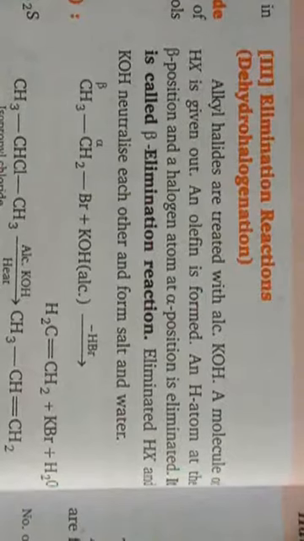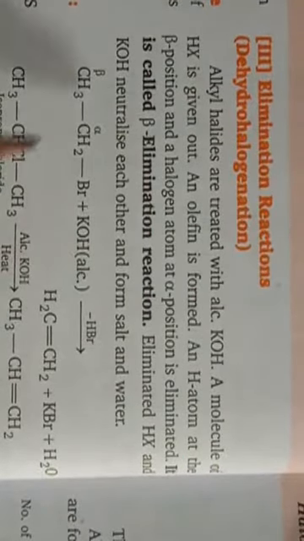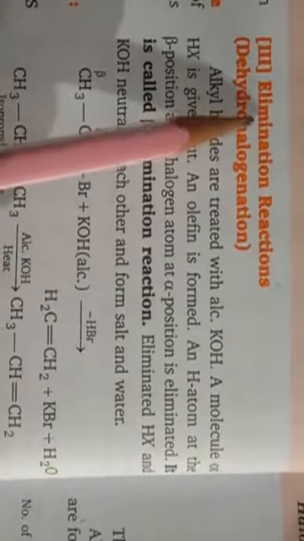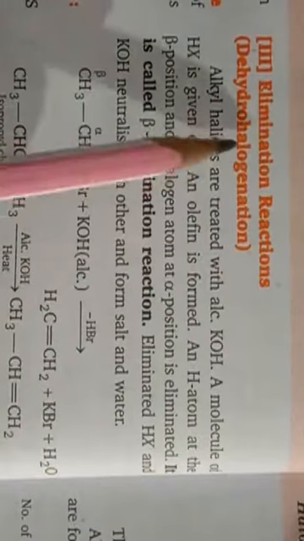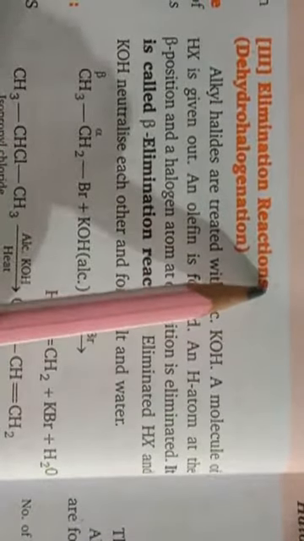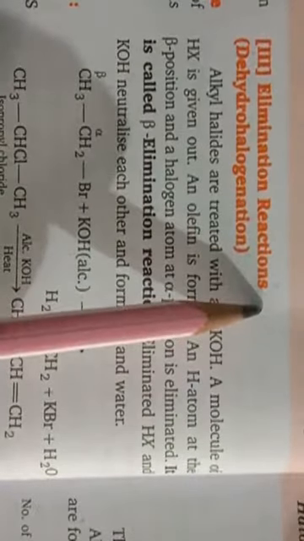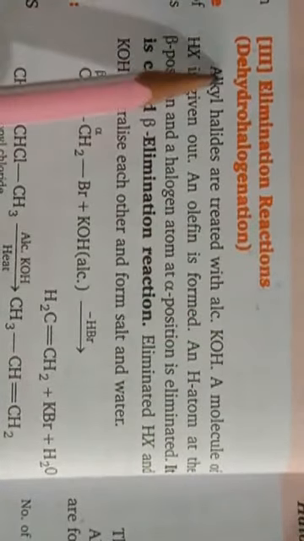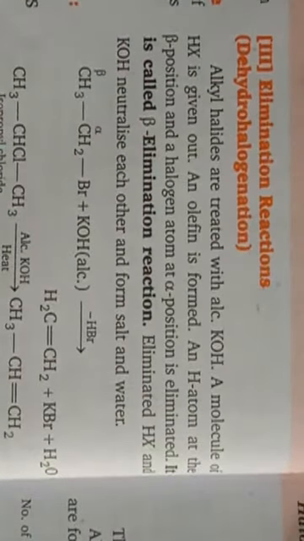Hello children, in this lecture we will start our discussion from heading 3, elimination reactions of alkyl halides. In such reactions, removal of hydrogen and halogen is taking place. That is why these reactions are also known as dehydrohalogenation reactions.